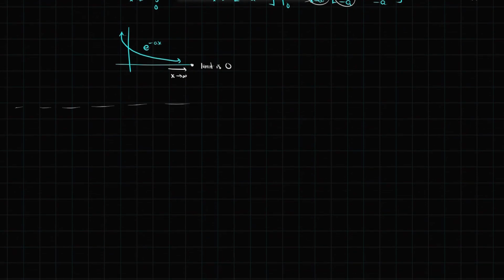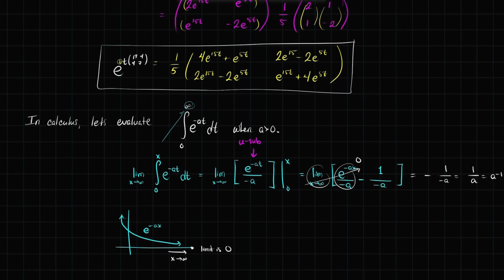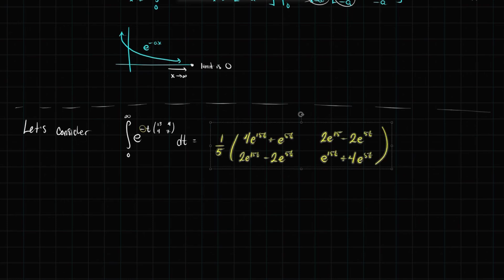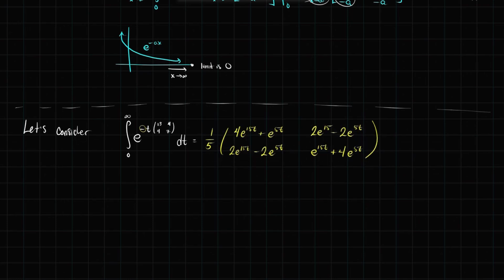Let's do the same for our matrix. Let's consider the integral from 0 to infinity of e to the negative t times our matrix, which was [13, 4, 4, 7], dt. And you may be wondering about that negative sign when technically we calculated this with a positive sign here. We're just going to replace every t with a negative t. So I'm going to grab the matrix here, and I'm going to replace every t with a negative t.